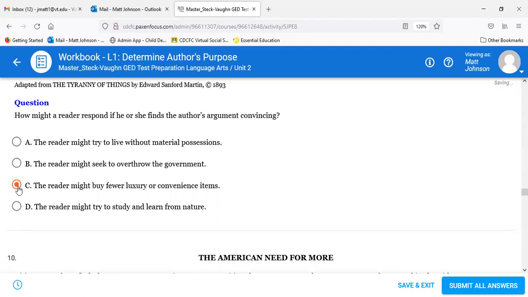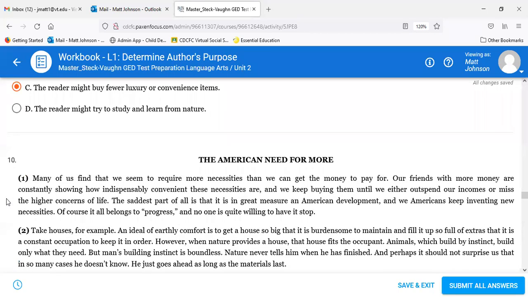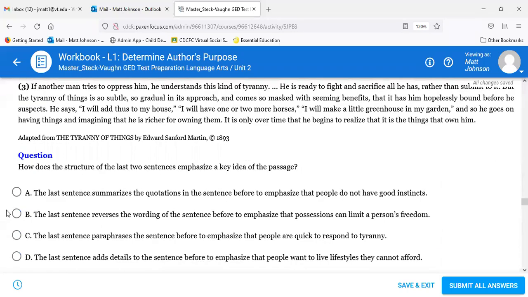So that's part of his argument there. That's what he's trying to persuade the reader of, that maybe they'll contemplate, do I need this item? Do I need a luxury good like this? That's what he wants people to do, question their needs. So 9 is C, and then Christiana, you want to read 10?